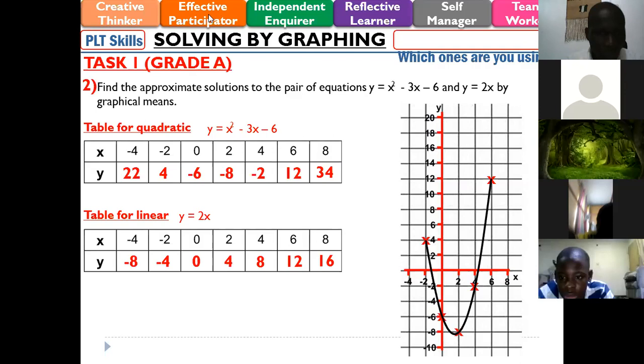So when you plug those values of x into the linear equation, you have the corresponding value for y, and you now locate those points on that same graph sheet so that you can get the curve. You can get the intersect on the curve. Like I said, the intersect is the root of both equations. So locate the corresponding values of x and y for the linear equation.